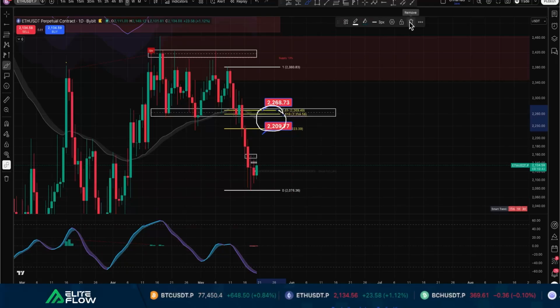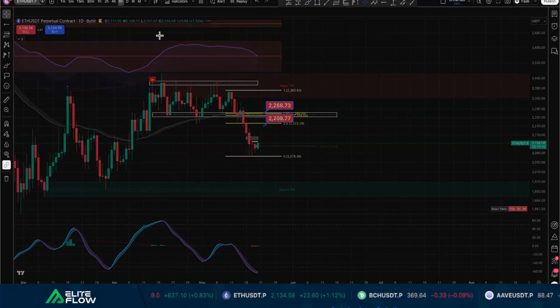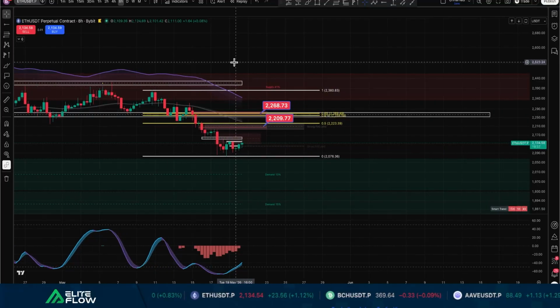Okay, that's my point of view. That's what I think is going to happen. These are my targets for Bitcoin and for Ethereum.